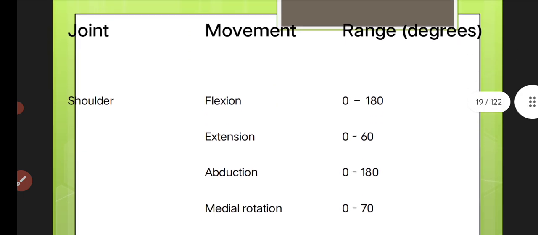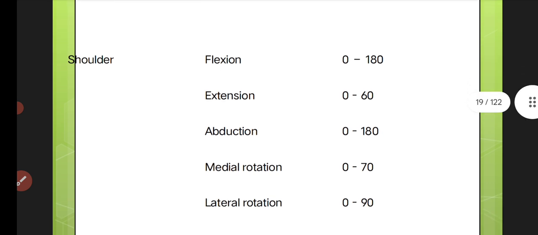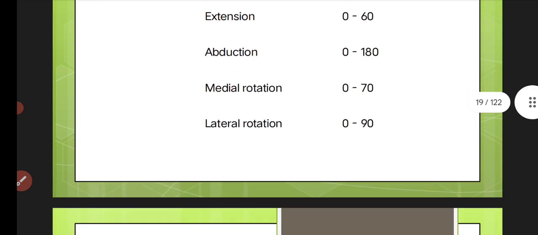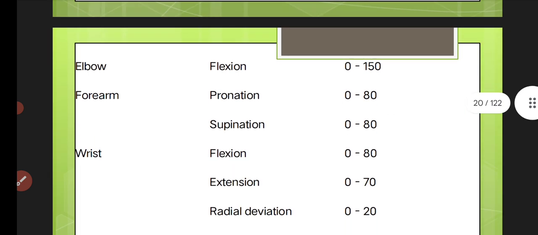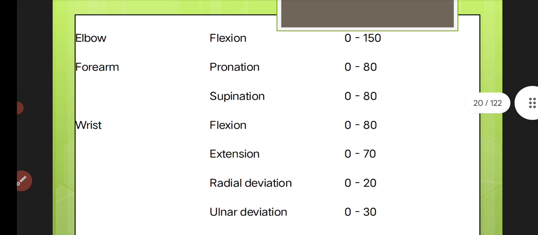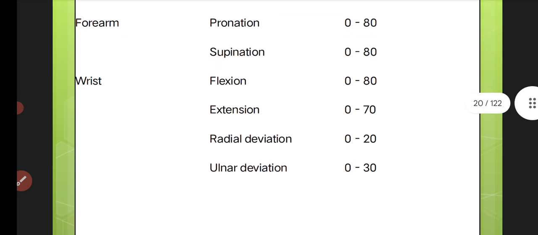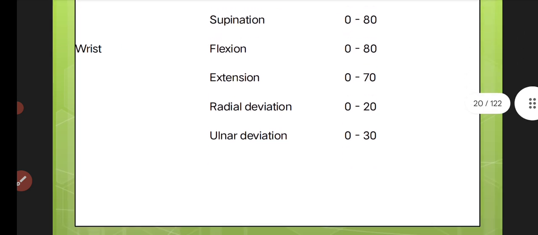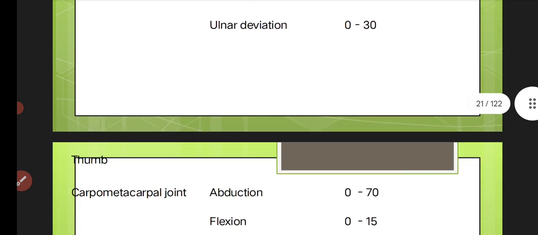Normal range of motion, shoulder. Flexion is 0 to 180 degrees, extension is 0 to 60 degrees, abduction is 0 to 180 degrees, medial rotation is 0 to 70 degrees, lateral rotation 0 to 90 degrees. Elbow flexion 0 to 150 degrees, and extension will be 150 to 0. Forearm pronation is 0 to 80 degrees, supination 0 to 80 degrees, wrist flexion is 0 to 80 degrees, extension 0 to 70 degrees, radial deviation 0 to 20 degrees, ulnar deviation 0 to 30 degrees.